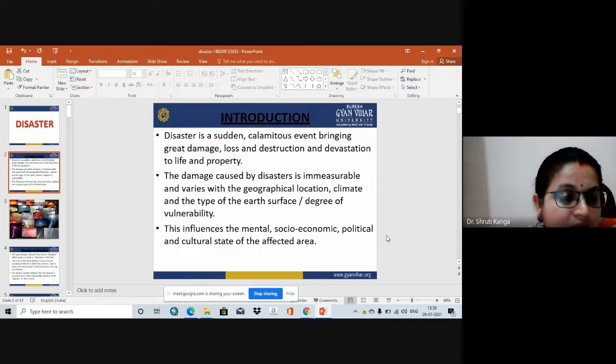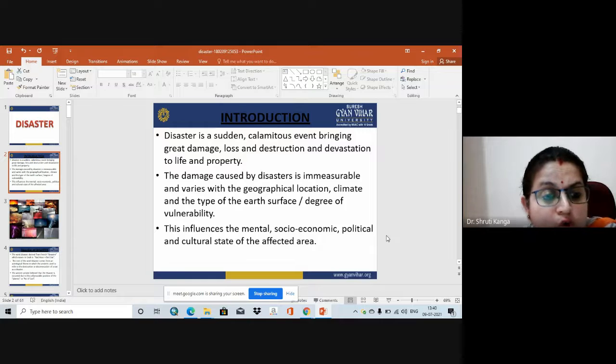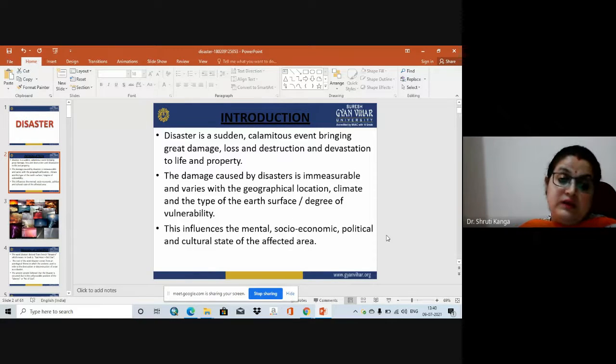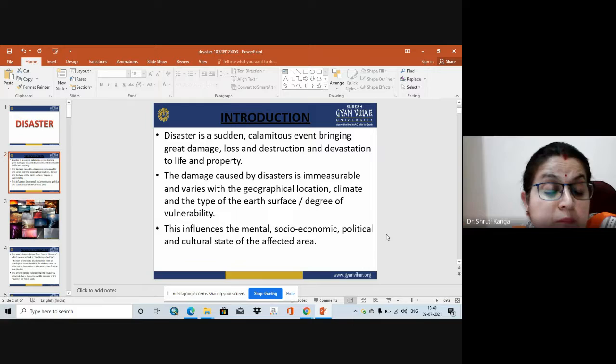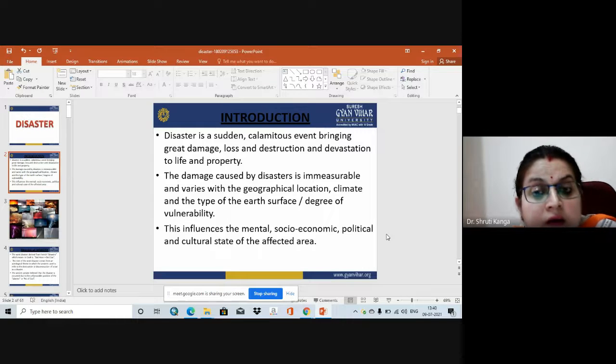So the geographic conditions, whether that area is plain, hilly or desert-like, or whether it is humid, hot, high temperature area, or how the surface of the earth is, what the slope is. In very slopy areas, if there is a flood-like condition, it is very difficult to control the flood because of the high slope. So all these parameters play an important role in the measurement of the damage which may occur due to a particular disaster.